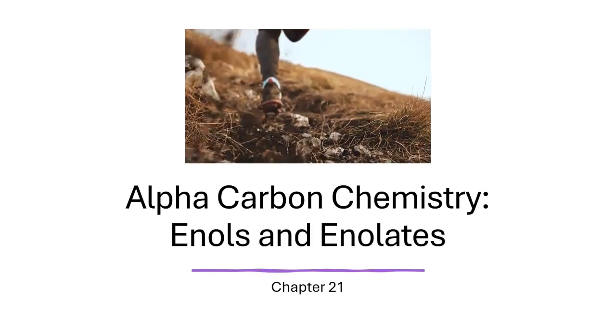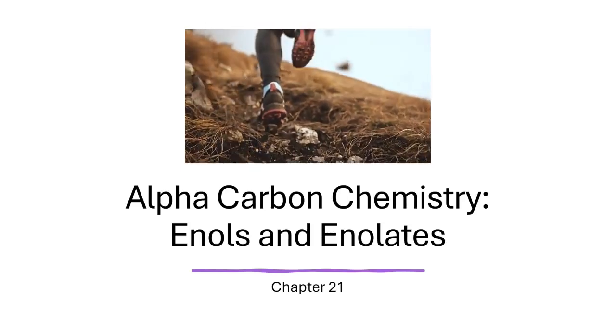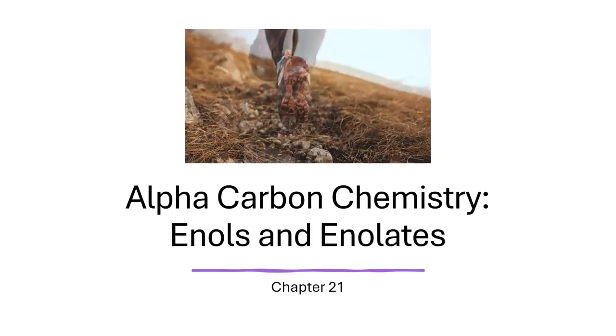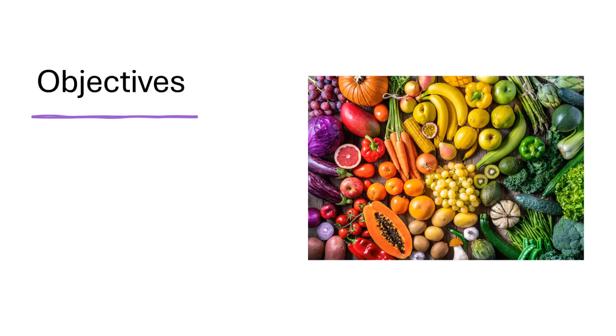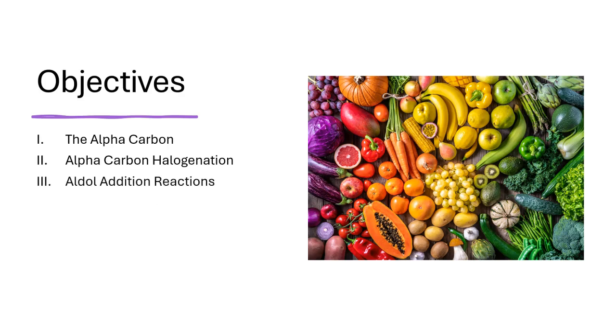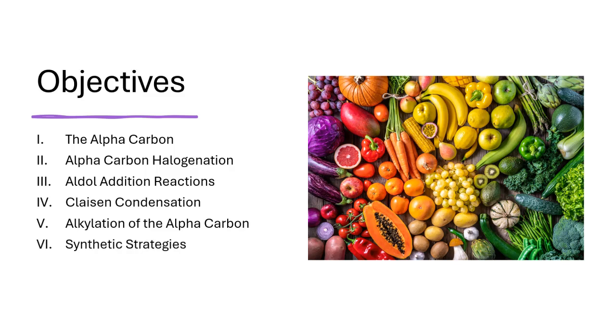Alpha Carbon Chemistry, Enols and Enolates, Chapter 21. Objectives: 1. The alpha carbon. 2. Alpha carbon halogenation. 3. Aldol addition reactions. 4. Claisen condensation. 5. Alkylation of the alpha carbon. And 6. Synthetic strategies.